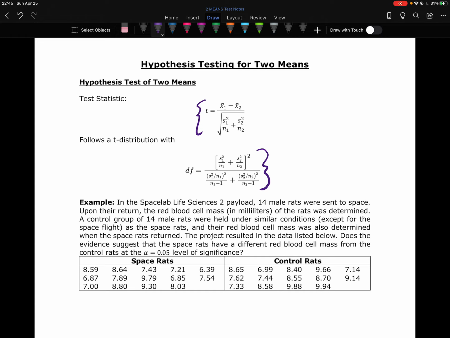There are some fields, some books that will allow you to use n-1 for the smaller sample size. However, for the most accurate answer, the most accurate p-value, we want to use this degrees of freedom. So because we're going to be using this crazy degrees of freedom, we are not going to be doing any of this by hand. We're going to let Excel do all the work for us because this is already programmed into our Excel spreadsheet.